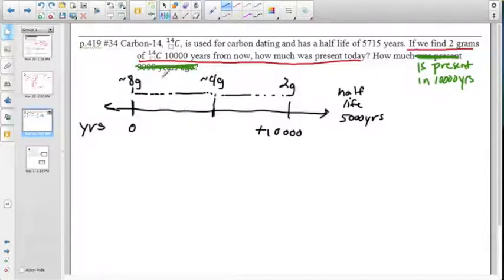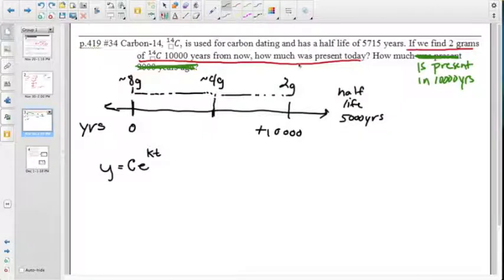So we wouldn't be quite at the 8-gram quantity, but we would be certainly pretty close to it. So we have this general relationship of Ce^(kt). We know our k is going to be negative because it's a decay. So we have to deal with this information and this idea of half-life.